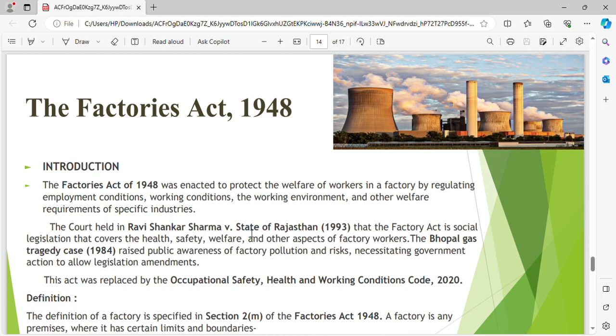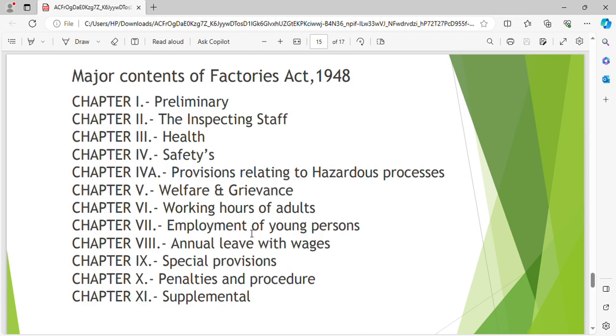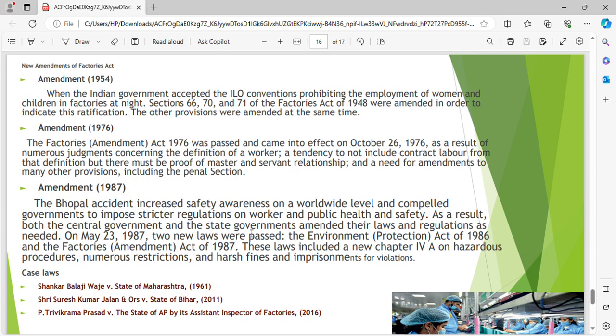And this act has been replaced by the Occupational Safety, Health and Working Conditions Code 2020. And this comes under the definition of Section 2M of the Factories Act 1948. Major contents we can see are the primary health, inspection staff, health, safety, welfare, grievance and all kinds of special provisions will be taken according to that. And amendments also we can take out: 1954, 76, 87 and so on.